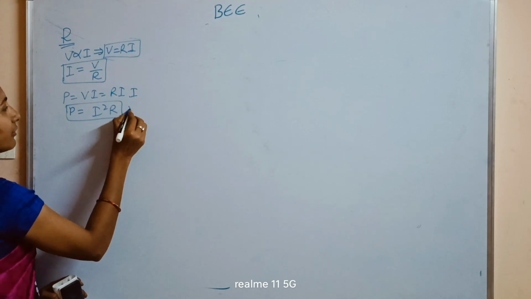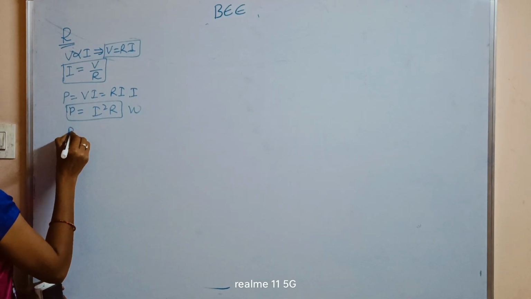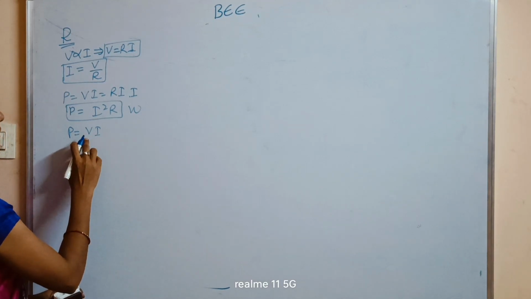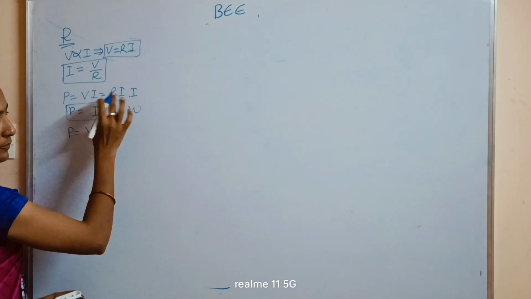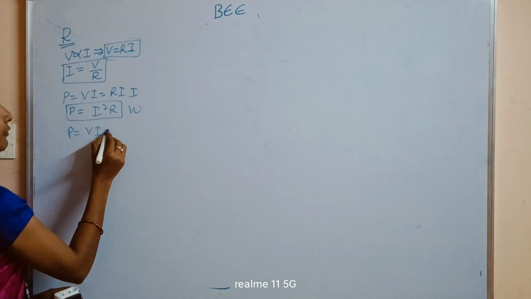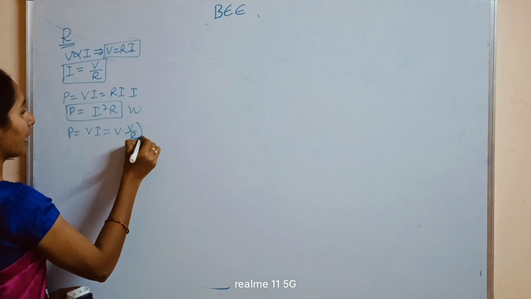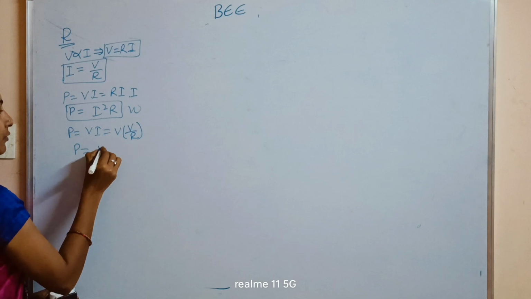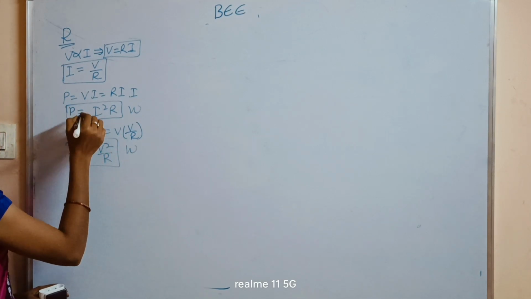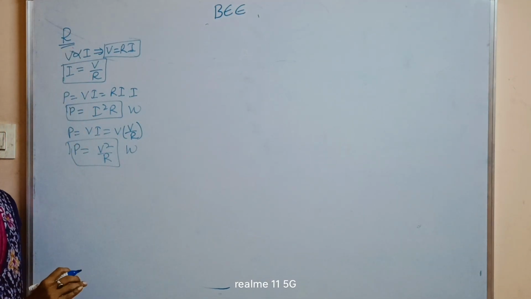What is the unit of power? Watt. Okay. Now again P equals V into I. So what is V? V is nothing but R into I, already we substituted here. Now I am considering the I value here, so V as it is, and I is nothing but V by R. So P equals V square by R watt. So these two are also the same formulas to calculate power in a pure resistive circuit.